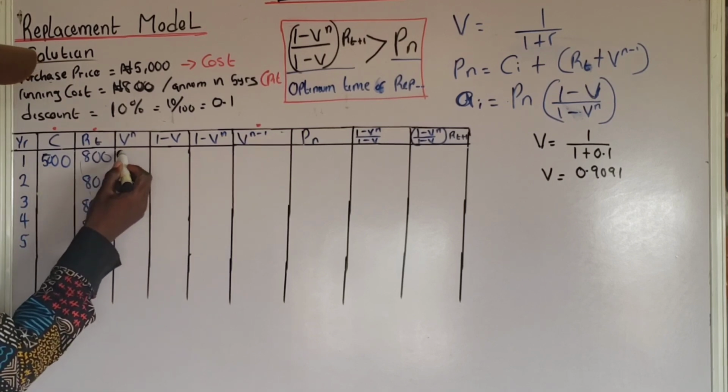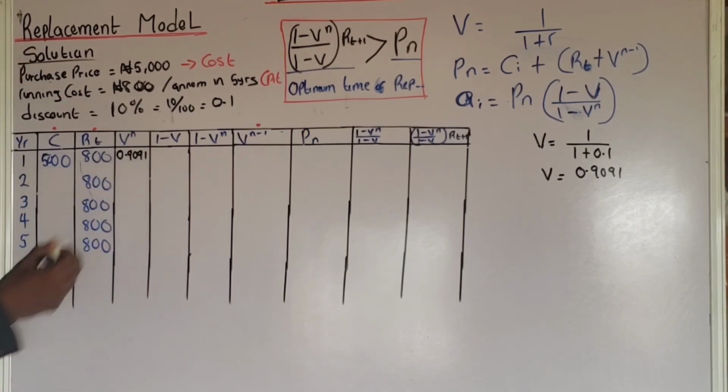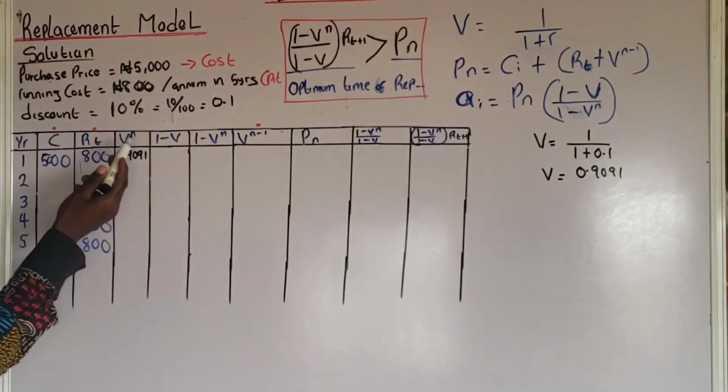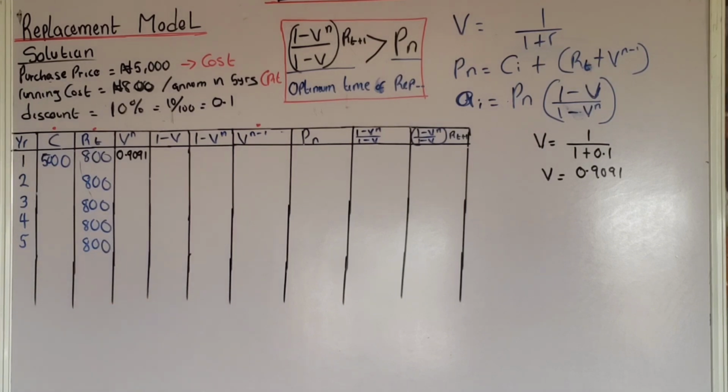So here I'm going to have 0.9091. Please, do you understand how I got this? Listen to the explanation again. V is 0.9091. n is 1 in the first year, you understand? It signifies the number of years, and we are now dealing with the first year. So n is 1. 0.9091 raised to the power of 1 is 0.9091. You understand? So that is how I got the value.